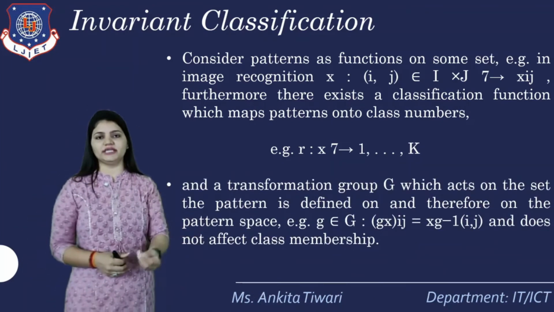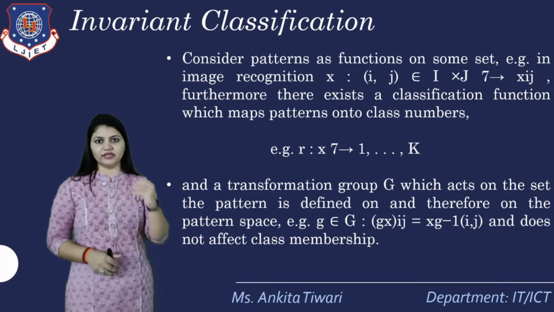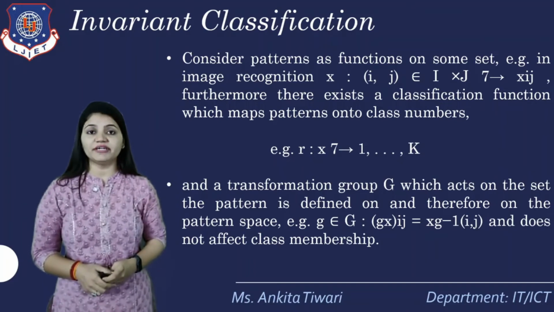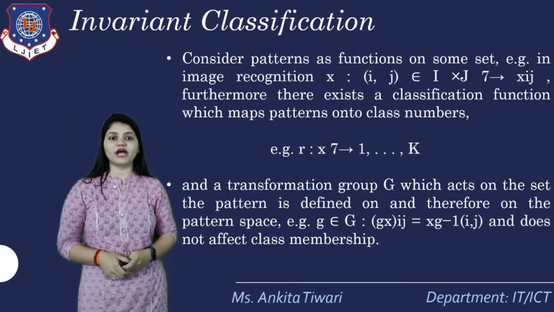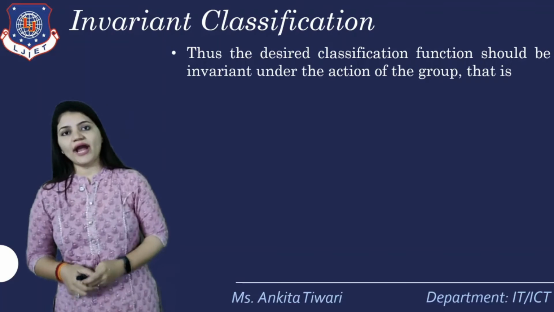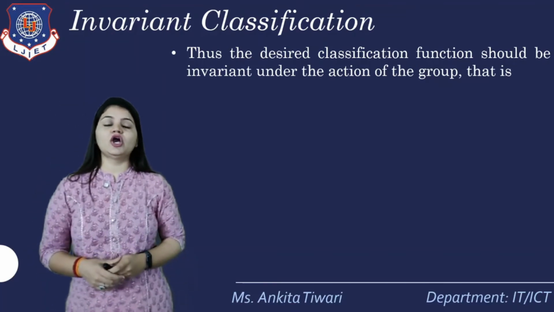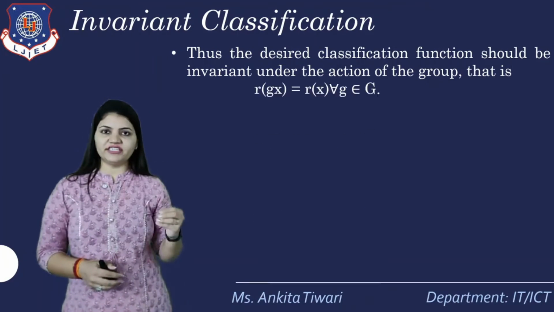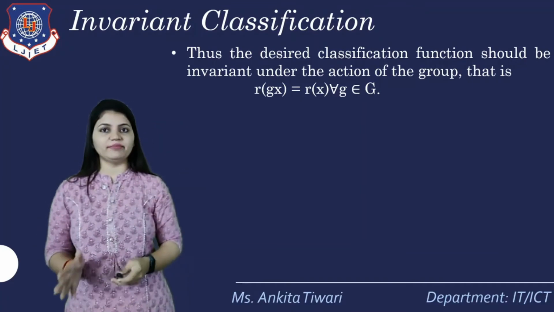The transformation group G is defined for the particular pattern x, or we can say image recognition, and therefore on the pattern space, for example for g belonging to capital G, g of x at (i, j) is equal to x of g inverse of (i, j), and does not affect the class membership. Thus the required classification function should be invariant under the action of the group, which is defined as r of g of x equals r of x for g belonging to capital G.